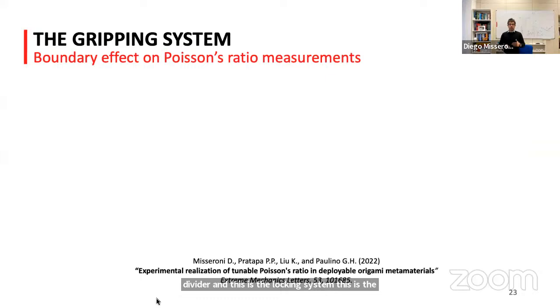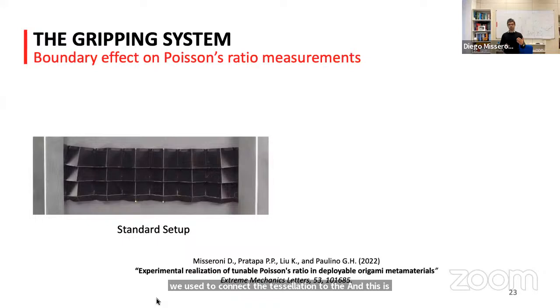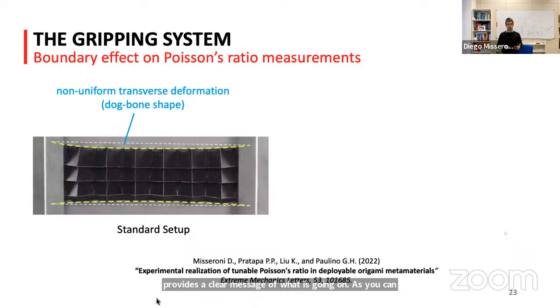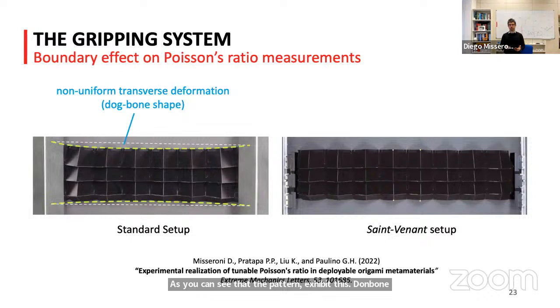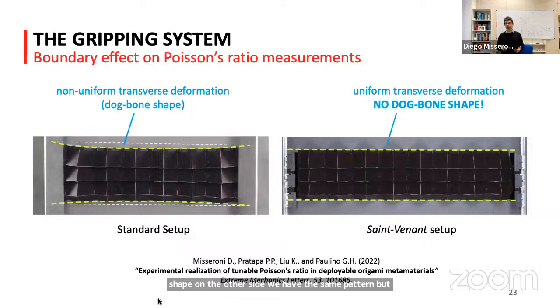And this is a picture that provides a clear message of what is going on. As you can see, this is the clamp, and this is the morph pattern. And the pattern exhibits this dog bone shape. On the other side, we have the same pattern, but constrained with this linear slide system. Now the lines are more or less parallel to each other. So it means that these cells here deform transversally the same as these three, and the same as these three here. So this tessellation is no longer suffering from the dog bone shape problem.